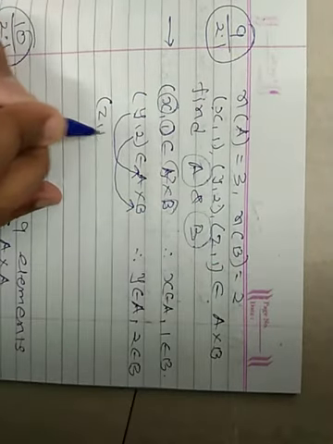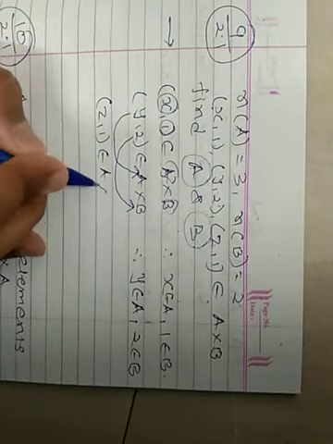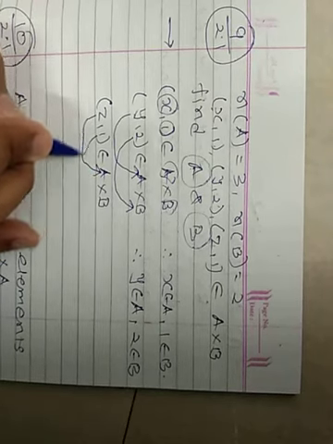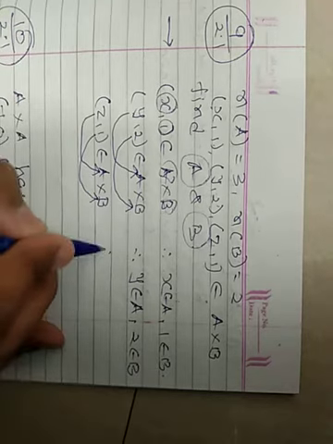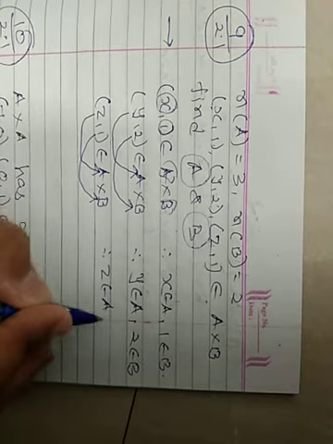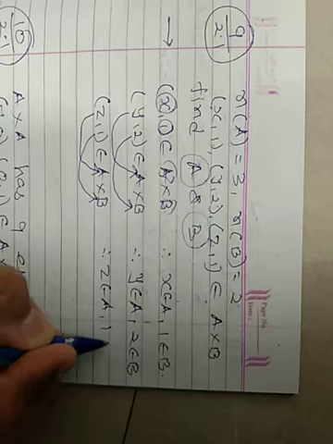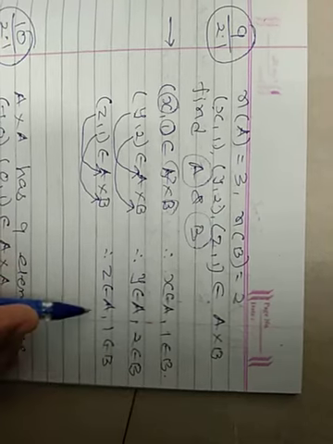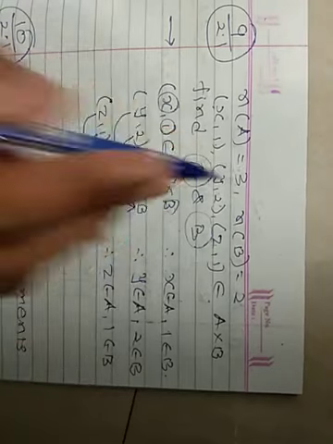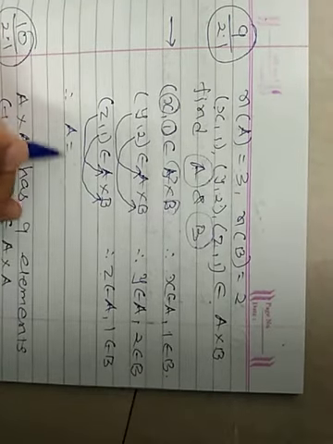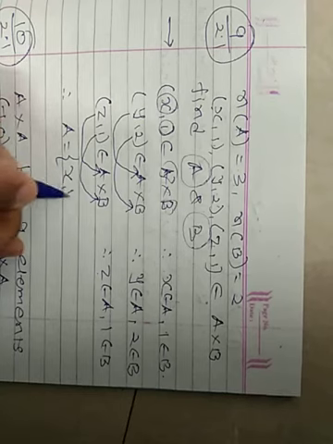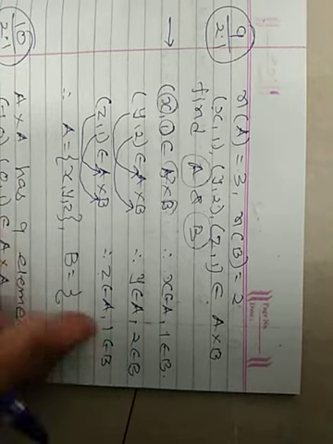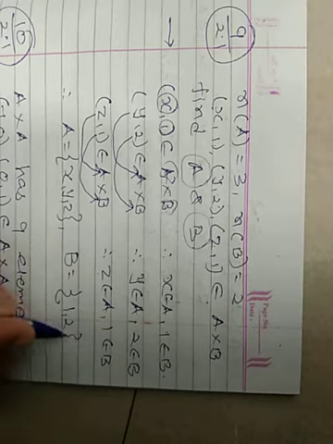Now (z, 1) is a member of A cross B, because z is coming from A and 1 is coming from B. z is a member of A and 1 is a member of B. 1 is repeated. Therefore A has 3 members, x, y, z. Yes sir. A has 3 members, x, y, z. B has 2 members, 1 and 2.